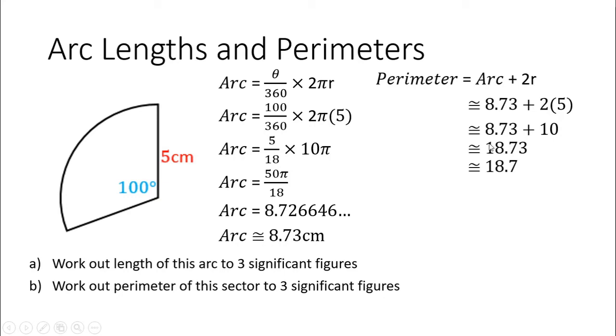However, it doesn't seem to matter for my answer because I need to round my answer to 3 significant figures anyways. And whether I use the exact answer or the rounded answer to 3 significant figures, that's going to give me 18.7. Doesn't matter if I've got a 2 or a 3 after it, it's going to be 18.7 centimeters.